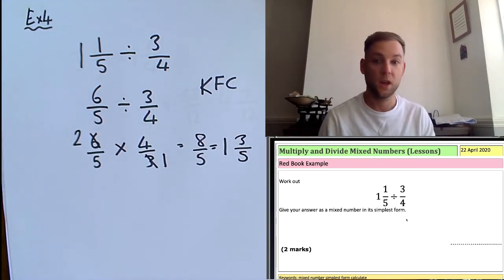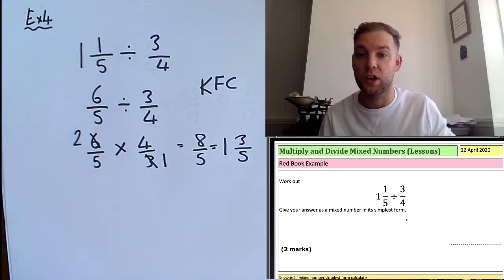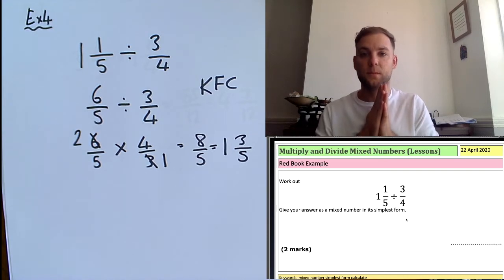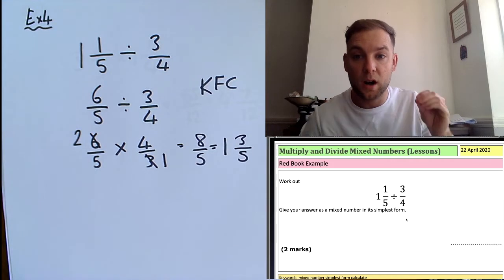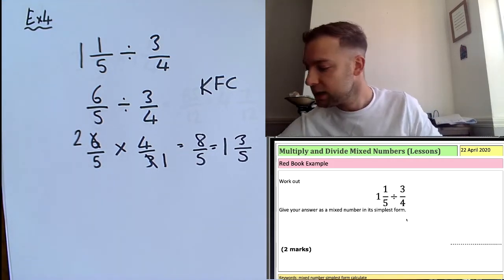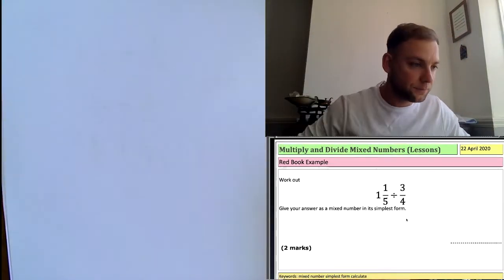Brilliant. So it's just that extra layer. It's that extra little step. And these questions that we're looking at now, in the GCSE, they literally come up just like this. So you'll notice this is 2 marks. This has come straight from a past paper. Okay. So let's have a look at example 5.